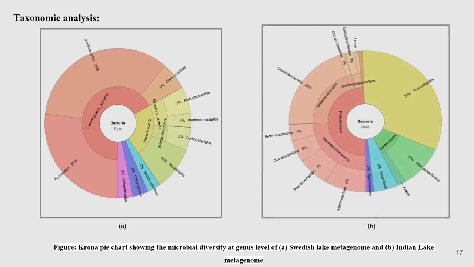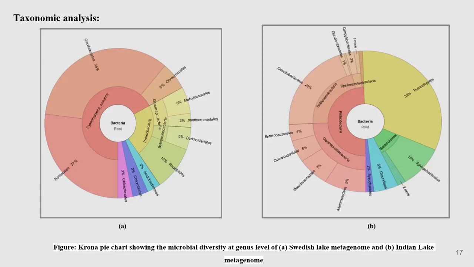Now let us move on to taxonomic analysis. Analysis was carried out using Krona pie chart. The taxonomic analysis of metagenome of the Indian lakes showed that 84% of the metagenome was predominant with the bacterial kingdom, followed by 16% archaea and 0.07% virus. On the contrary, the Swedish metagenome showed predominance of virus with 40% abundance, followed by 30% bacteria, 28% archaea, and 2% eukaryota. There was no unclassified or unassigned genes in both the metagenomes at the taxa level.